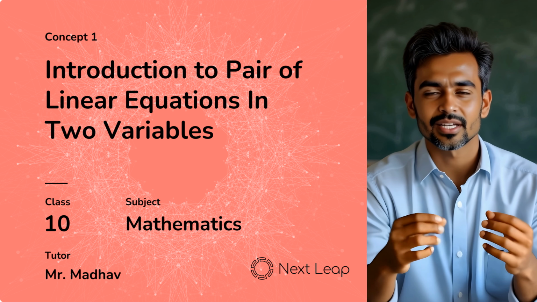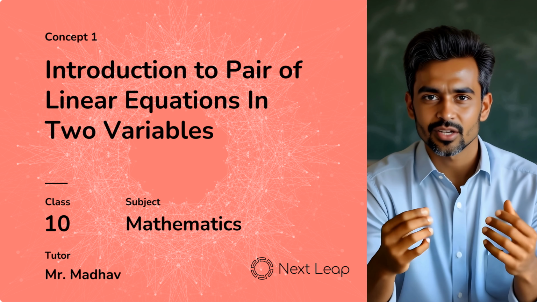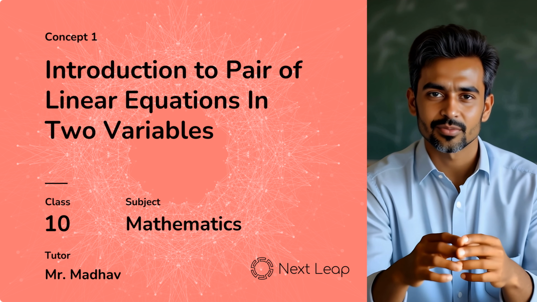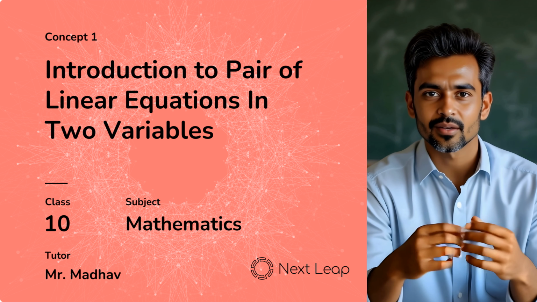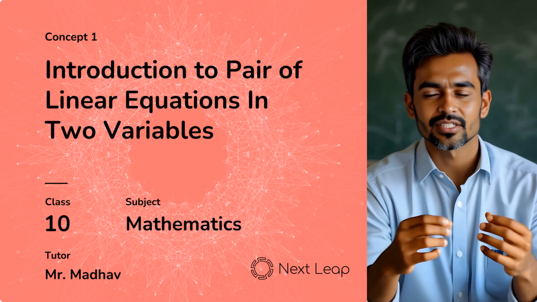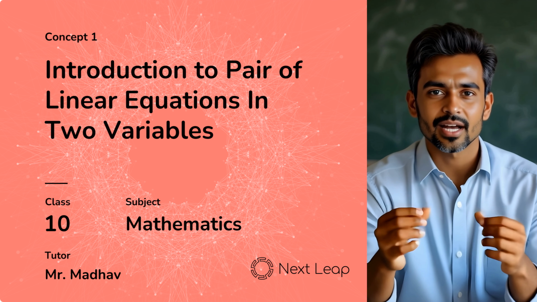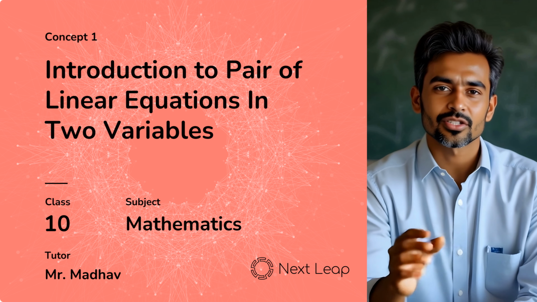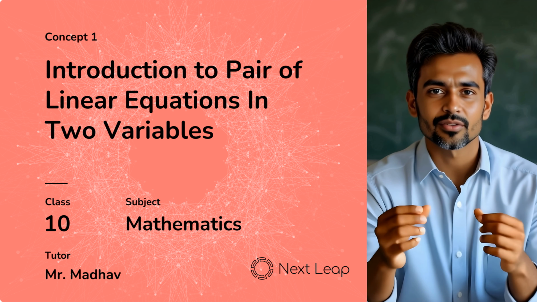Let's start with the basics. A linear equation in two variables is an equation of the form a1x plus b1y equals c1, where x and y are the variables and a1, b1, and c1 are constants. These equations represent straight lines when plotted on a graph.